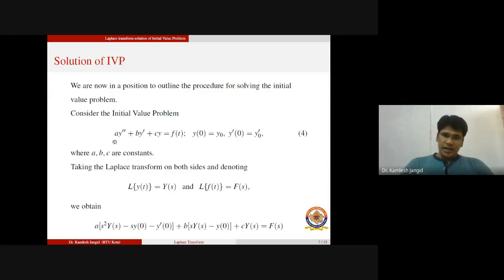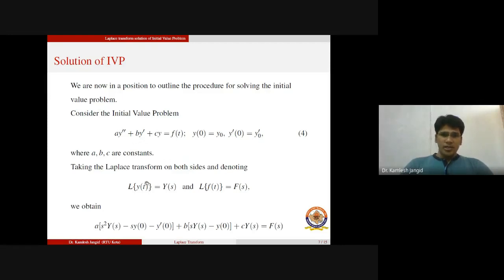As this is a second order differential equation, we need two conditions at the initial point. So there are two conditions given: the value of the function at 0 is, suppose, y naught, and the value of the first derivative of the function at 0 is y naught prime, where a, b, and c are constants. So to solve such initial value problems, we take the Laplace transform of both sides of this differential equation.